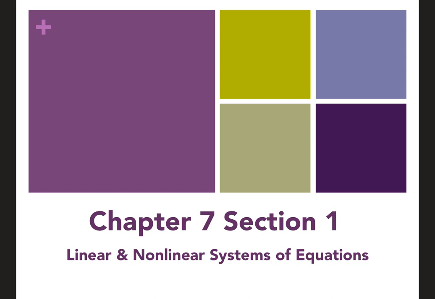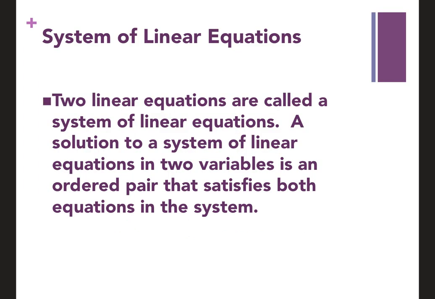All right, so 7.1 is called linear and nonlinear systems of equations. So we start with, what is a system of linear equations? A system of linear equations is two linear equations. So you're going to have two equations, two variables. So these are going to be two lines, right?